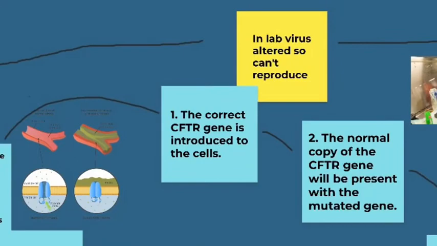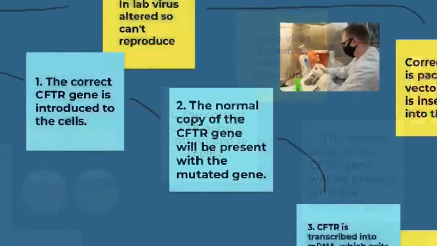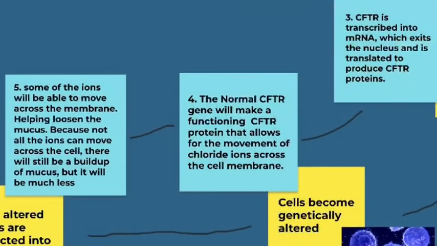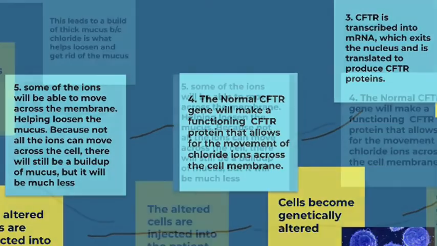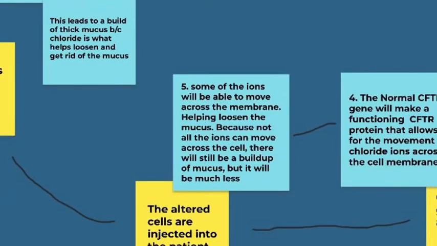With gene therapy, the correct CFTR gene is introduced to the cell, and the normal copy of the CFTR gene will also be present with the mutated gene. The normal CFTR gene will make a functioning CFTR protein, and that will allow for the chloride ions to move across the cell membrane. Since the mutated gene and the normal gene will be present at the same time, only some ions will be able to move across the cell membrane.